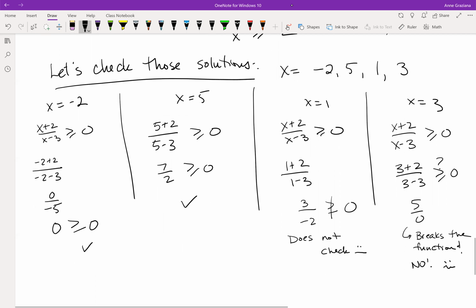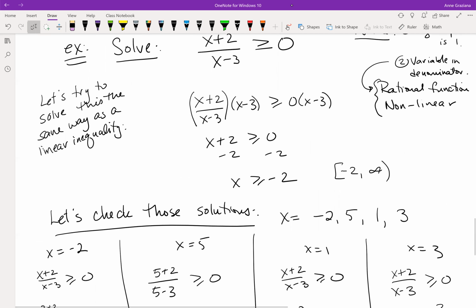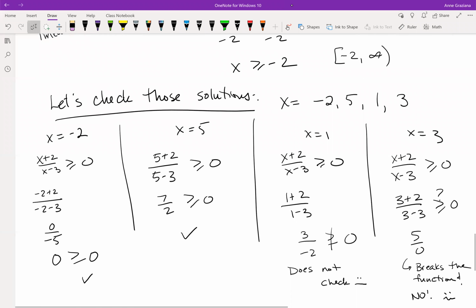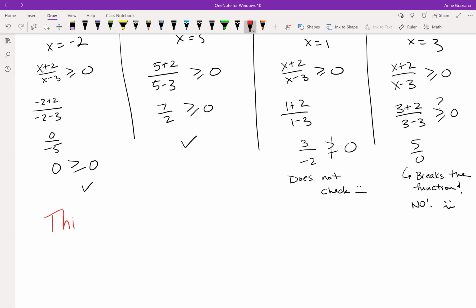Okay, so I end up getting a solution that is not true when we solve it the normal way. I end up getting something that does not work. So the solution set where x is greater than or equal to -2 is false for some of the numbers.